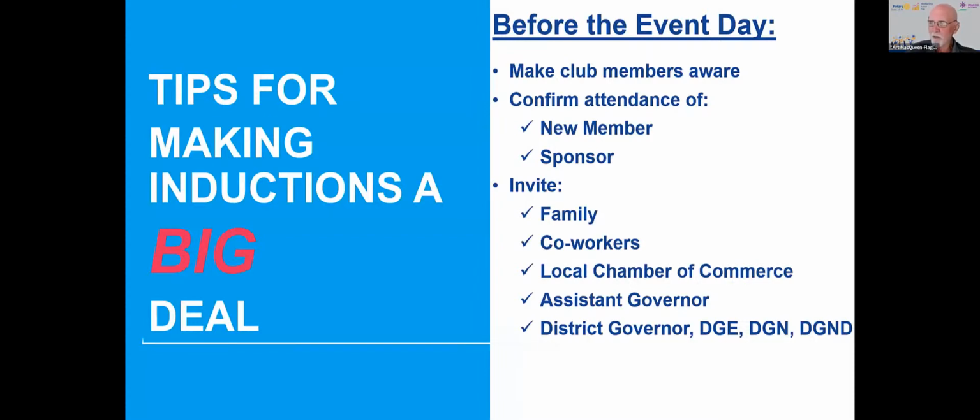Get the assistant governor if they're available. The district governor, the DGE, the DGM, the DGND. But I'm going to give you a word of caution. Not all district leadership was created equal. Yep, I said it. But it doesn't mean they wouldn't do a good job, but it does mean they might not induct that member in a manner that suits the culture of your club.